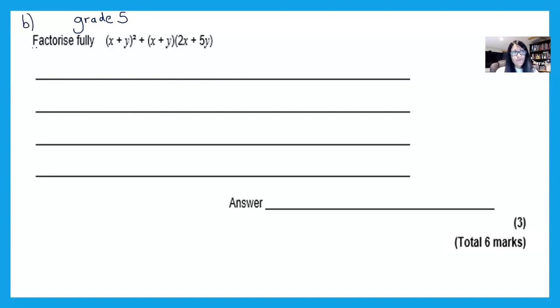So the question says factorise fully. So you have to factorise fully to get all 3 marks. And we've got this great big expression going on here. So (x + y) all squared, all that means is (x + y) multiplied by itself, (x + y), plus (x + y) multiplied by (2x + 5y).